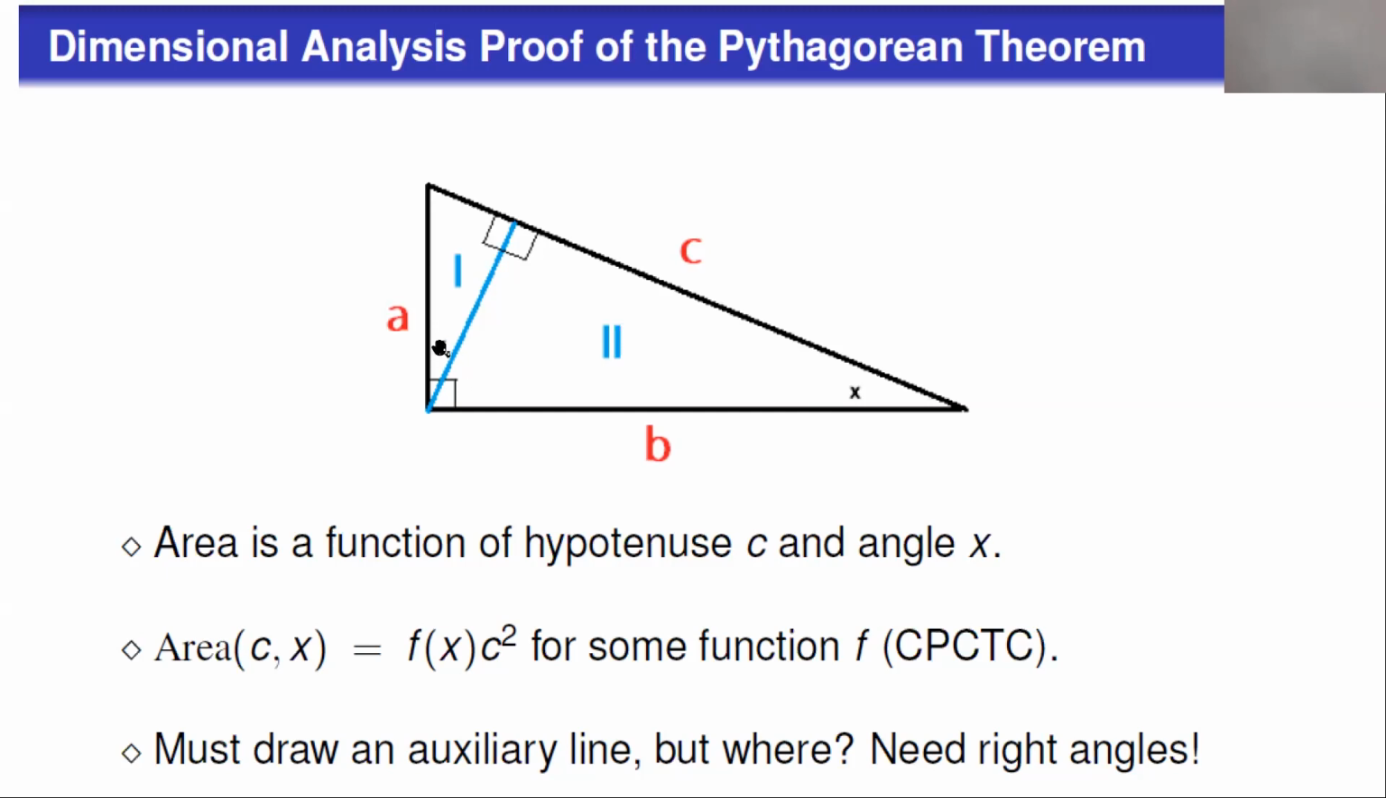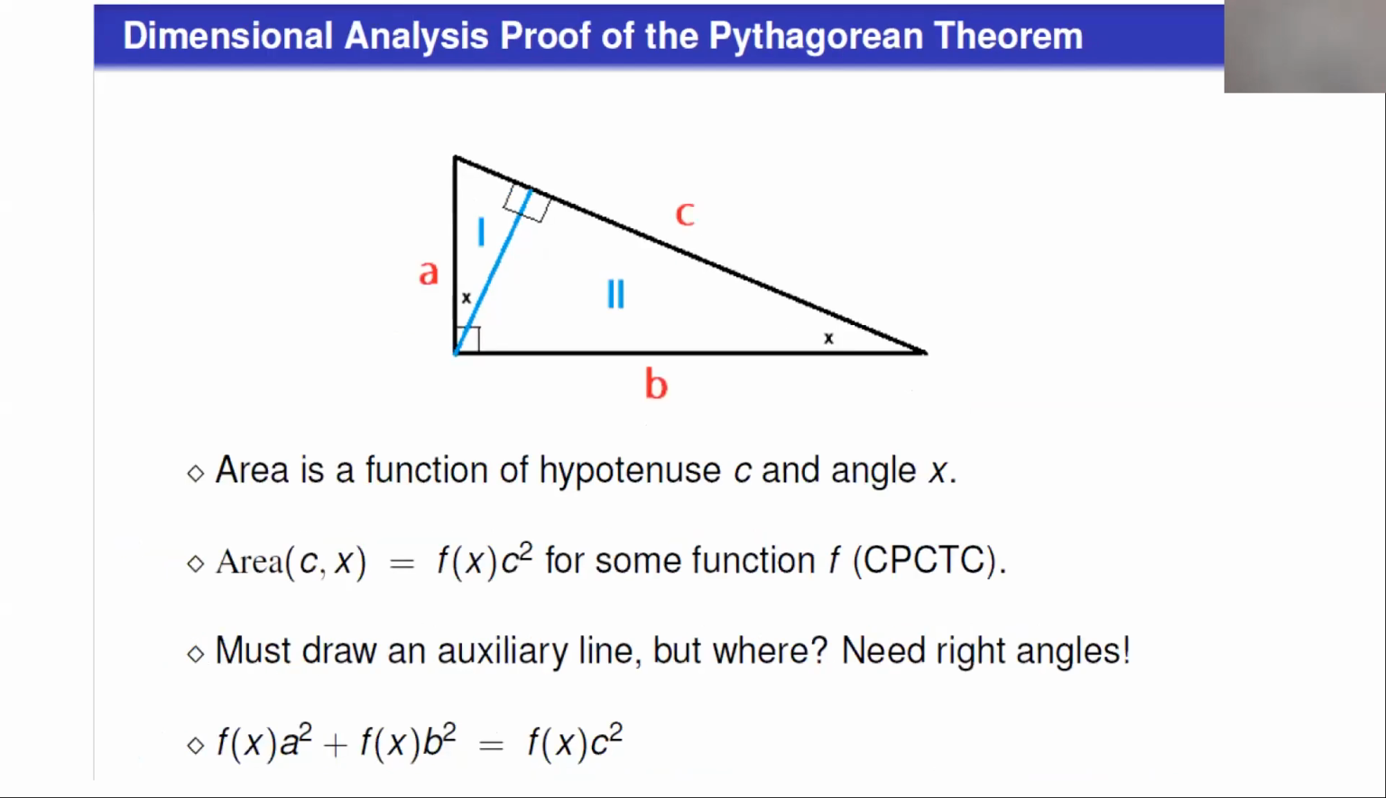So this angle has to be x as well. So that little angle is also x. So triangle 1 and triangle 2 both have an angle of x, which means they both have an angle of y. And so when we're saying that area is some function times c squared, we know that they both have that same little angle. What is the hypotenuse of the first one? It's just a. So we get f of x times a squared. The second one is f of x times b squared, which equals f of x times c squared.